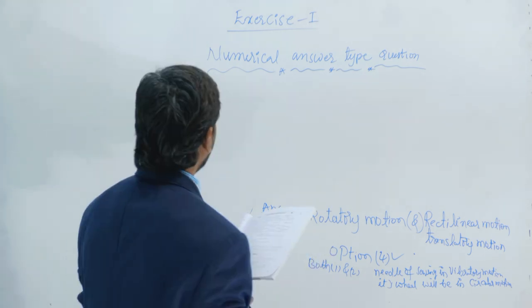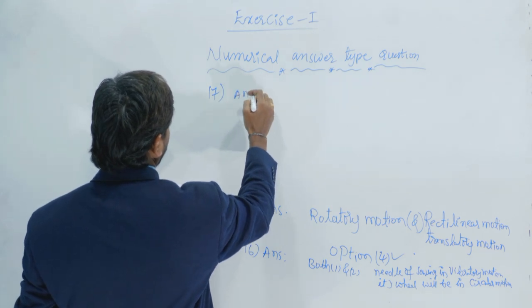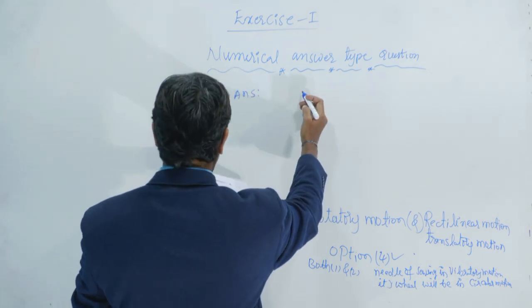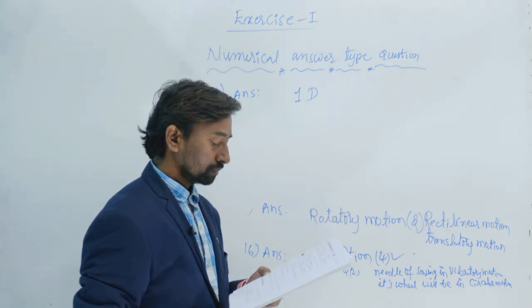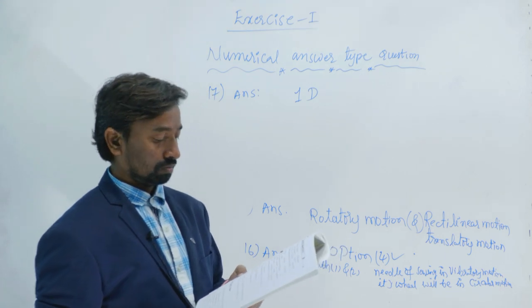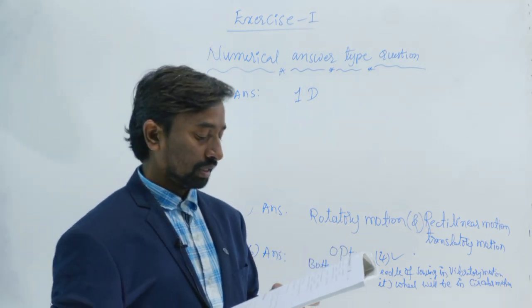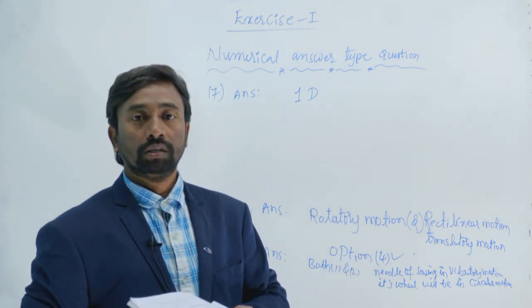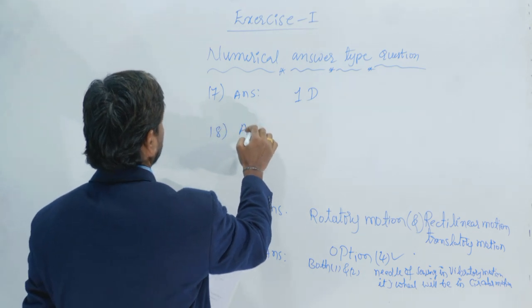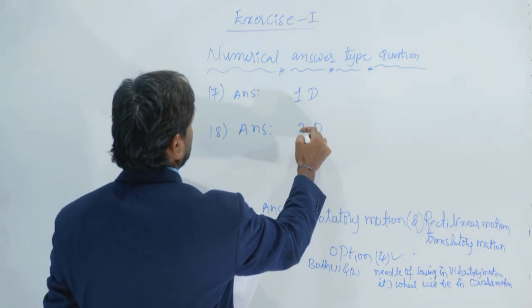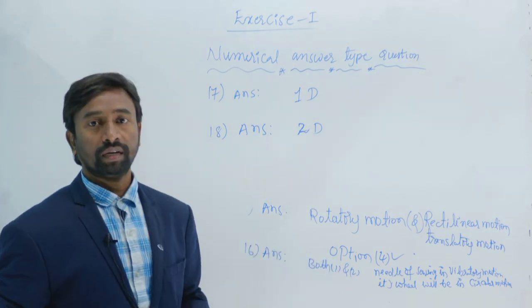So the 17th answer is one dimensional motion, 1D. If two coordinates are sufficient to specify the motion of a particle, then the motion is called two dimensional motion. So the 18th answer is two dimensional motion, 2D. Okay, 1D and 2D.